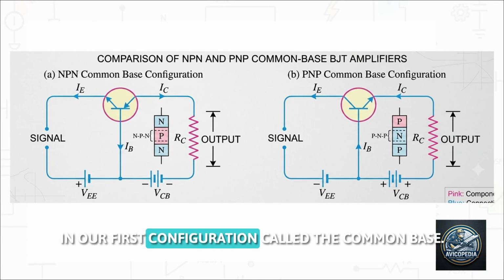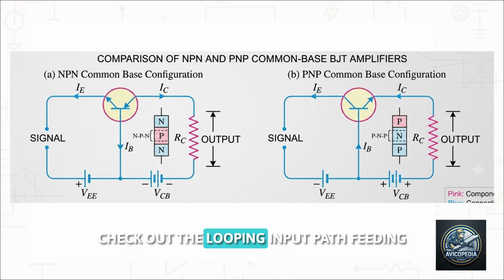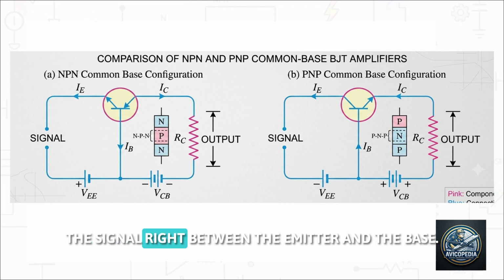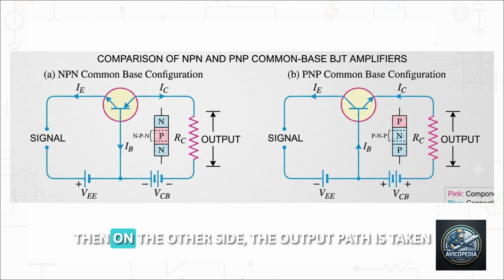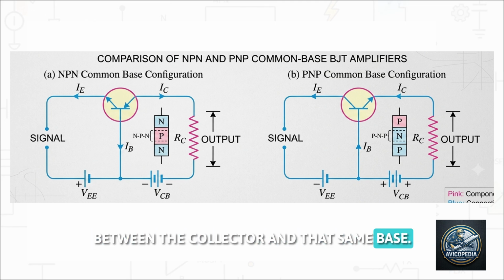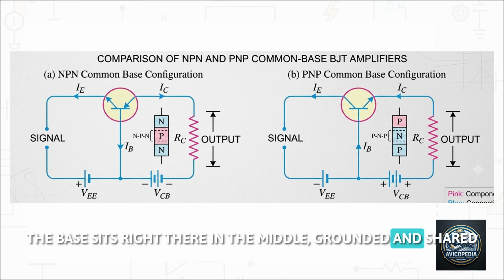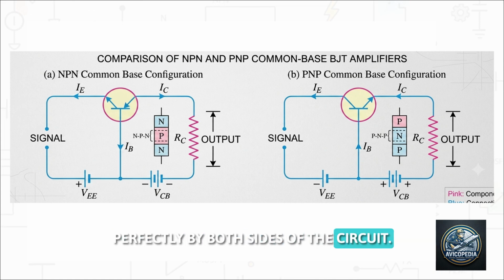In our first configuration, called the common base, check out the looping input path, feeding the signal right between the emitter and the base. Then, on the other side, the output path is taken between the collector and that same base. The base sits right there in the middle, grounded, and shared perfectly by both sides of the circuit.